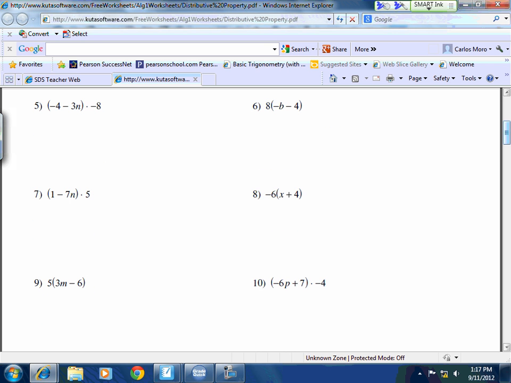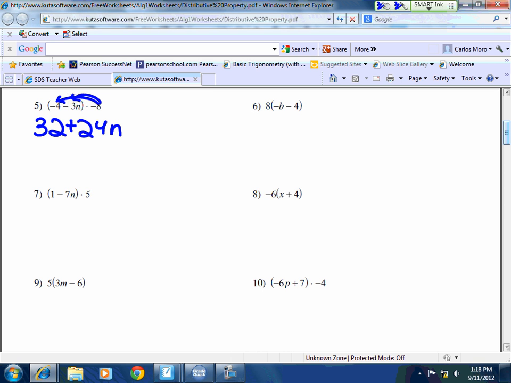Okay. Next. Yes, positive 32. Correct, my brother. Negative 8 times negative 3n. I can't just put 24n. That's wrong. No, it's not negative either. Negative 8 times negative 3 is positive, sir. Be careful with that, please.